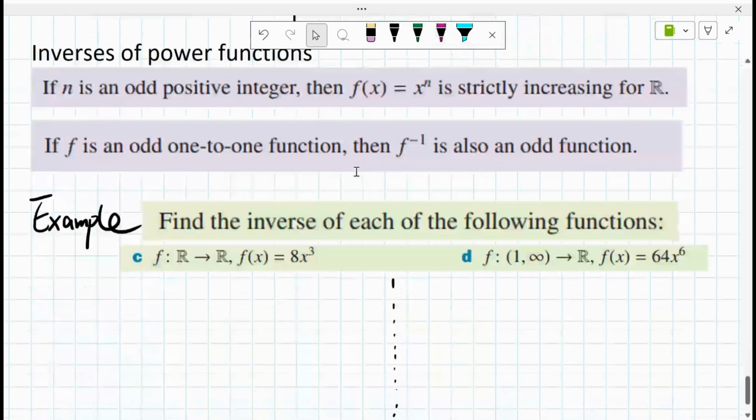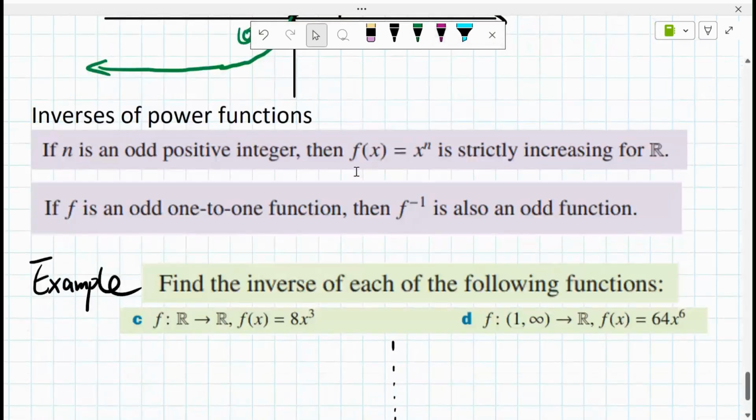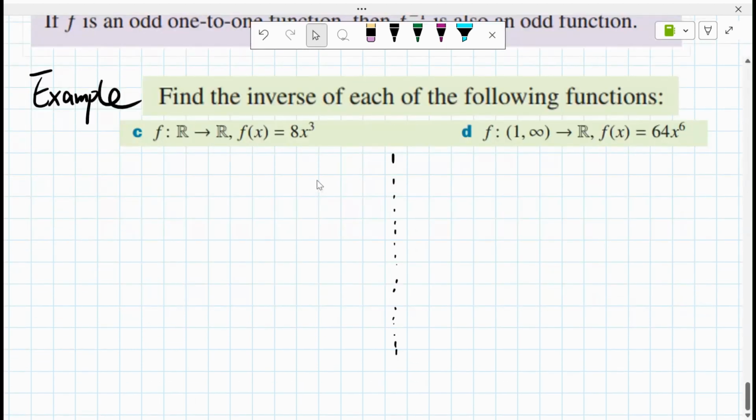Now let me introduce the inverse of the power functions. If n is a positive integer, then f(x) equals x to the power of n, and it is strictly increasing for the real numbers. If f is a one-to-one function, the inverse function is also a one-to-one function. If you want to prove that, please have a look at pages 47 and 48, and I'll give you ideas. All right, I'll only do question C here maybe.